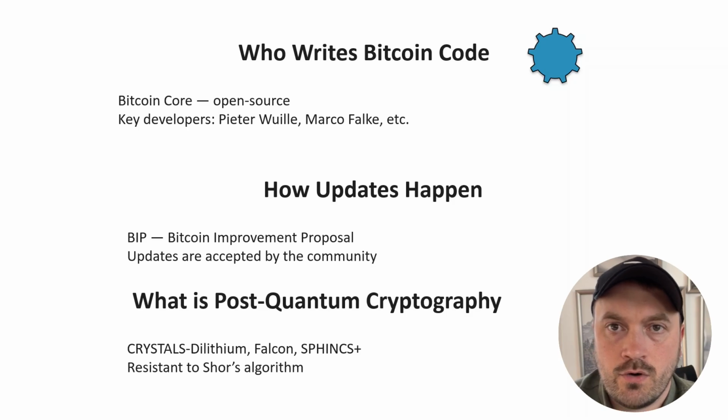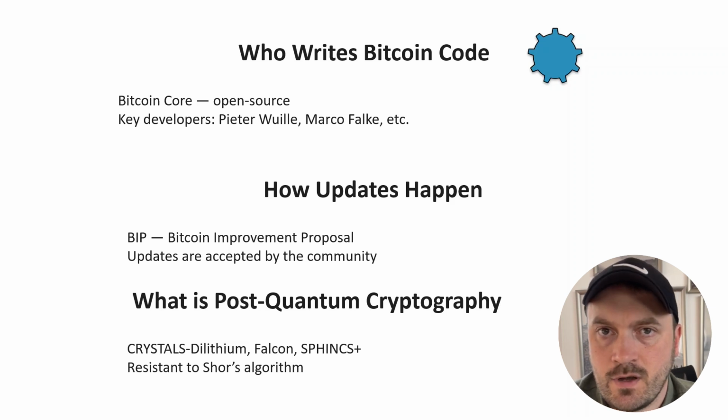How can Bitcoin protect itself from quantum hacking? Let's say the day comes when a quantum computer can actually derive a private key from a public key. What then? Is the Bitcoin lost? The answer is no. Because Bitcoin is a living software project that can adapt, update, and defend itself.